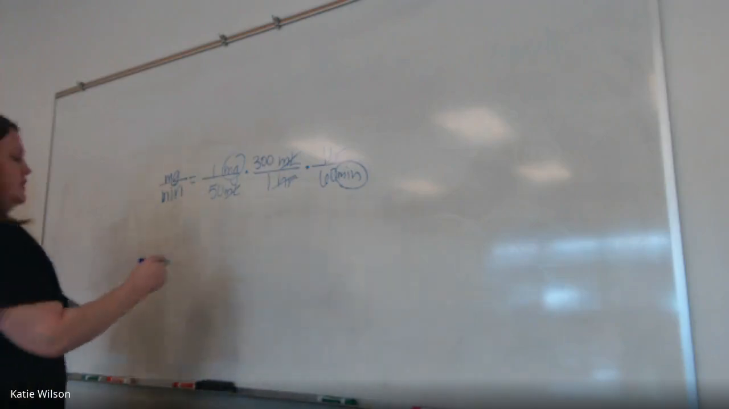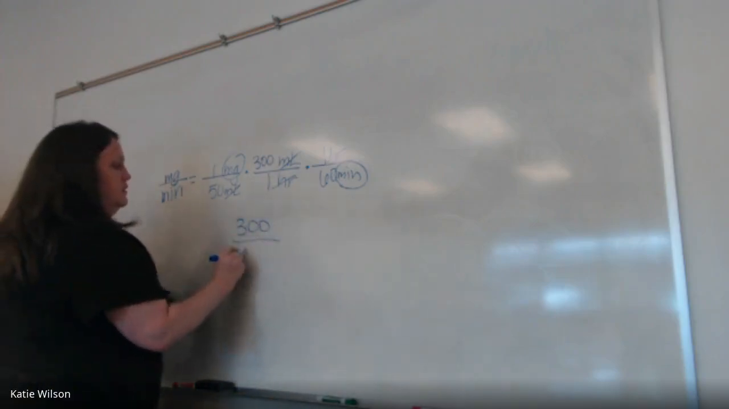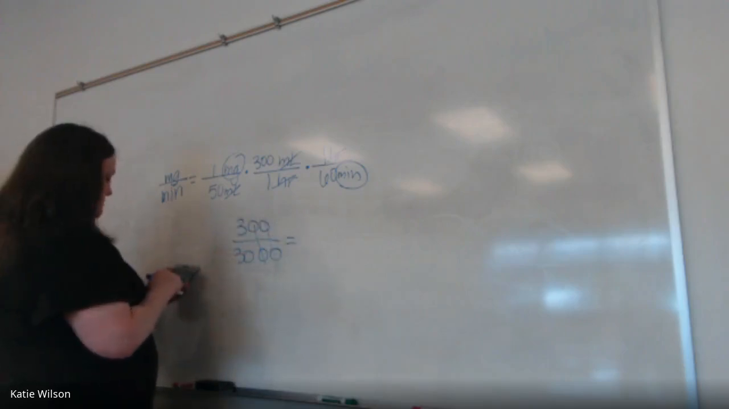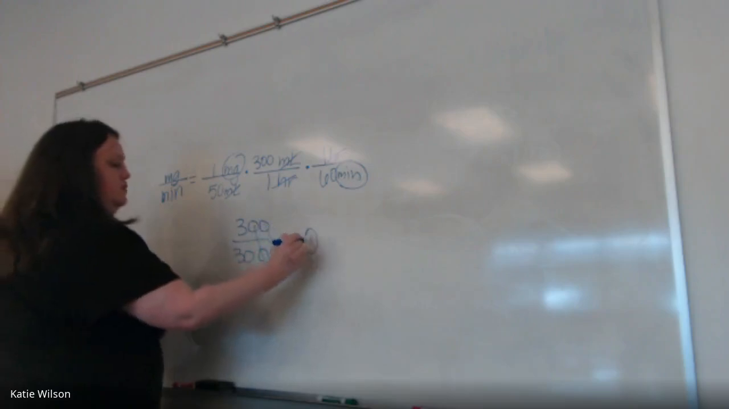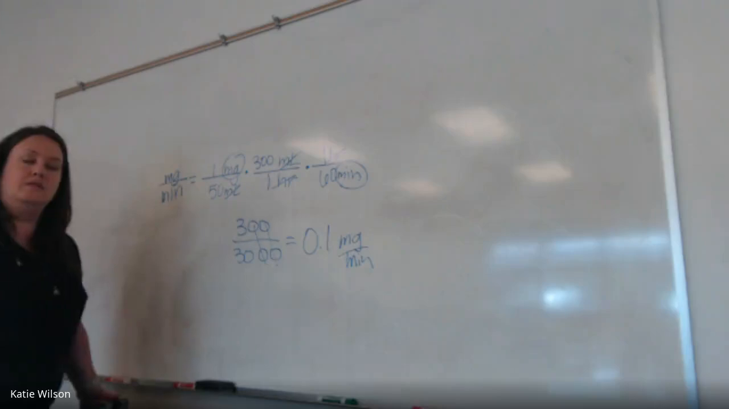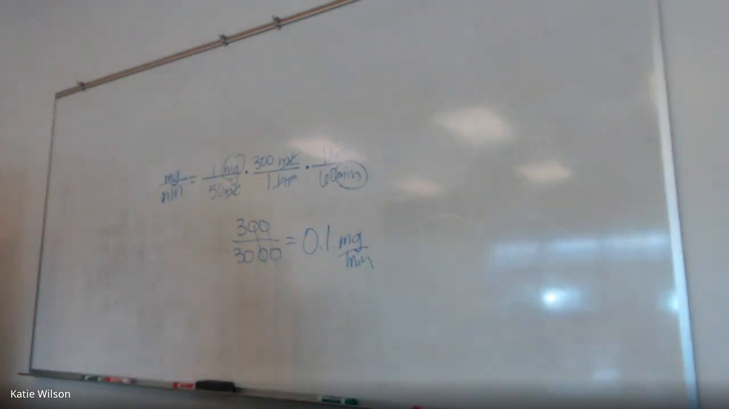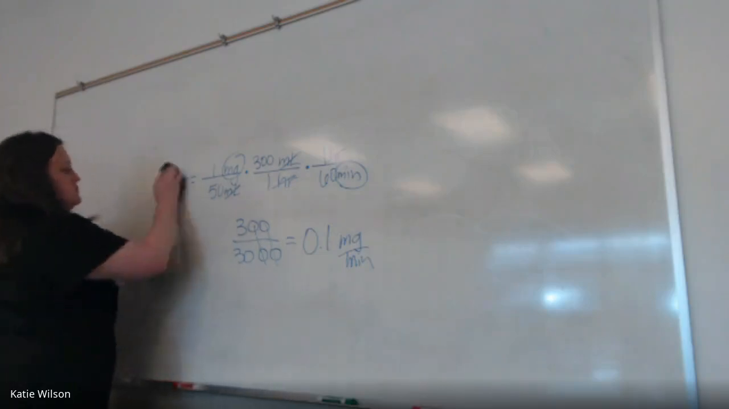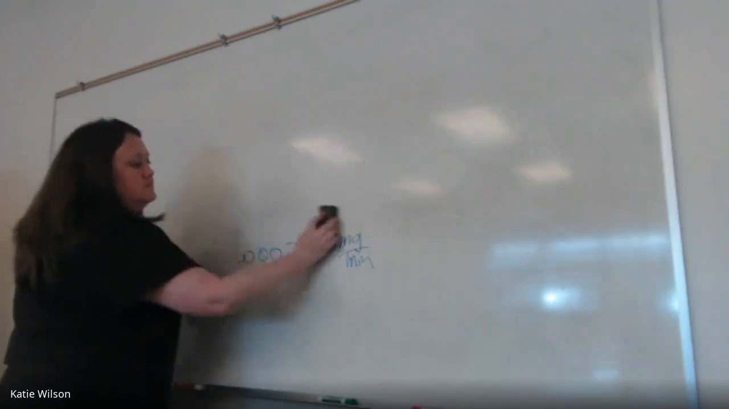So you should have got 300 over 3,000. And what is that? 1/10. Okie doke. Let's do number 10. Same page.